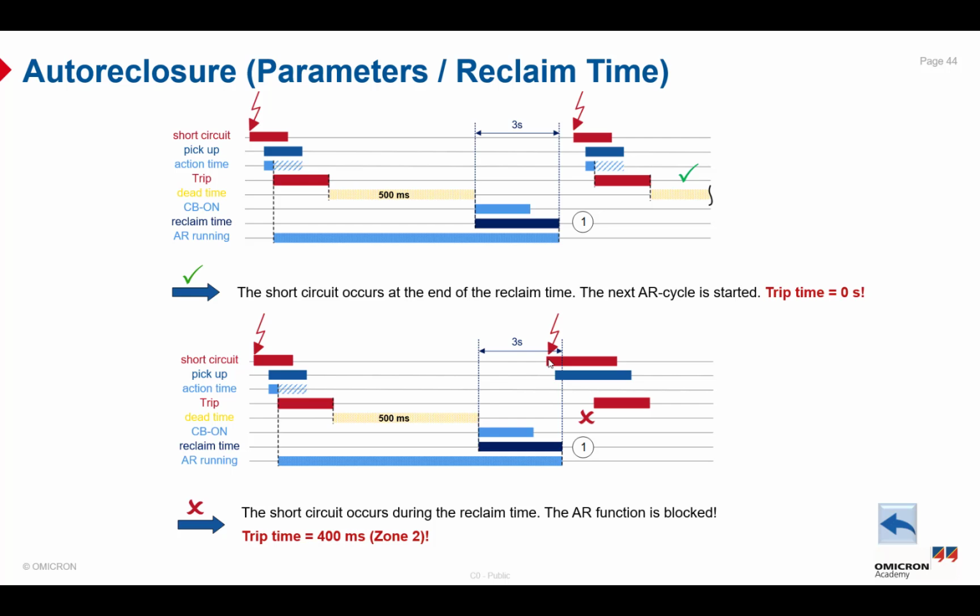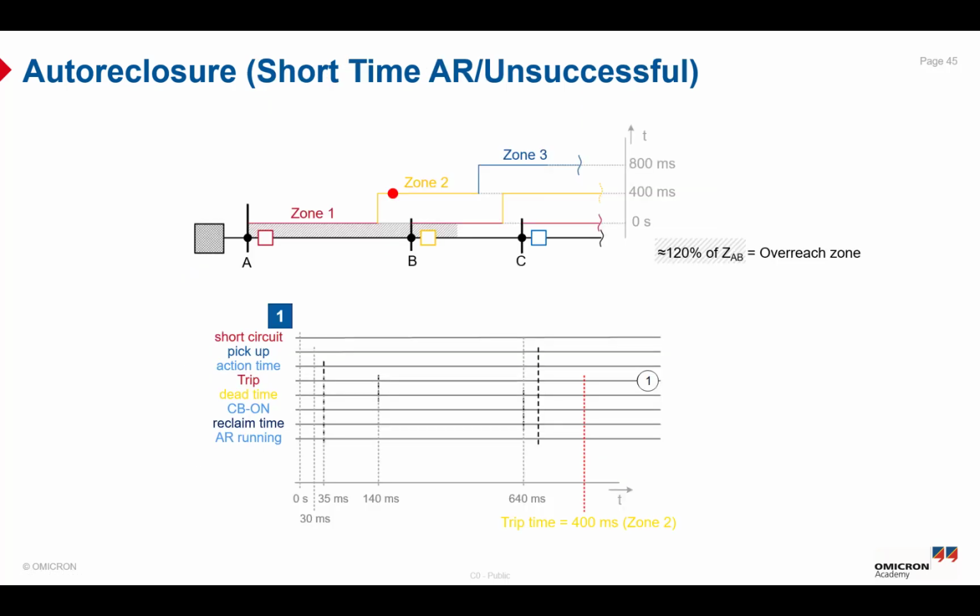And the trip time in this case will be 400 milliseconds, which is the trip time delay of Z2, the delayed trip time. So here is the meaning of the reclaim time, and here are the different statuses of successful and unsuccessful auto reclosure. Okay, here is the auto reclosure, successful or unsuccessful. So for the unsuccessful auto reclosure, the second trip gives a time delayed trip order. So in this case, the trip time of Z2, which is the delayed trip time, is equal to 400 milliseconds.